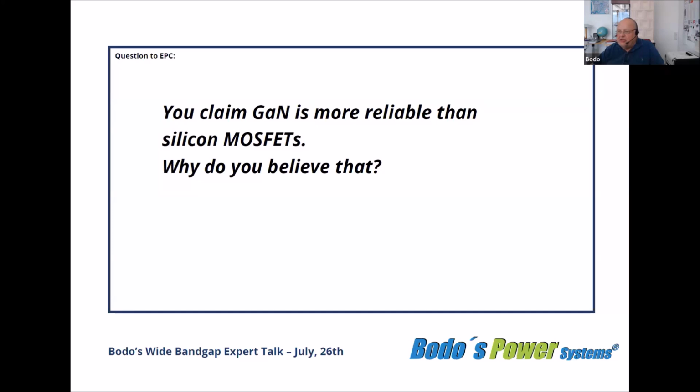The question is addressed to Alex. You claim GaN is more reliable than silicon MOSFETs. Why do you believe that? I think it starts off with the fundamental point that wide bandgap devices in general have a stronger chemical bond between the constituents in the crystal. So gallium nitride is a much stronger crystal, which makes it less vulnerable to temperature effects.